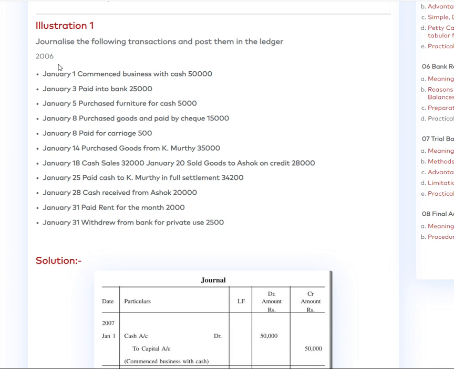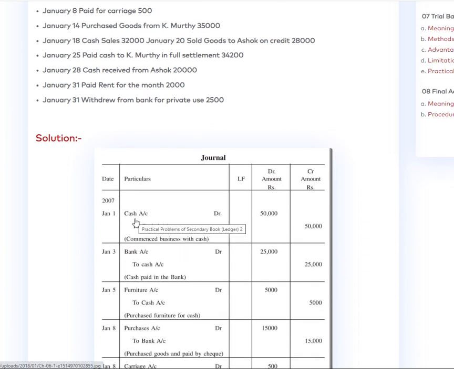Year 2006, January 1st, commenced business with cash 50,000. So here business is being commenced. As we know, they have specified the asset here, that is cash, a current asset. The journal entry for this is, you can see here, cash account debtor to capital account, 50,000 to be debited in cash and 50,000 to be credited in capital account. The narration for this is commenced business with cash.